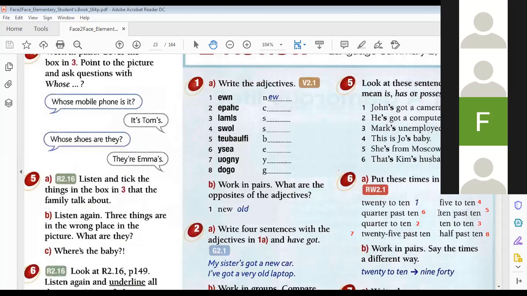10 and 10. 10, yeah? Yes. So, okay. What about quarter past 10? Fatima, what do you think? Quarter past 10. 10:15. 10, 15.